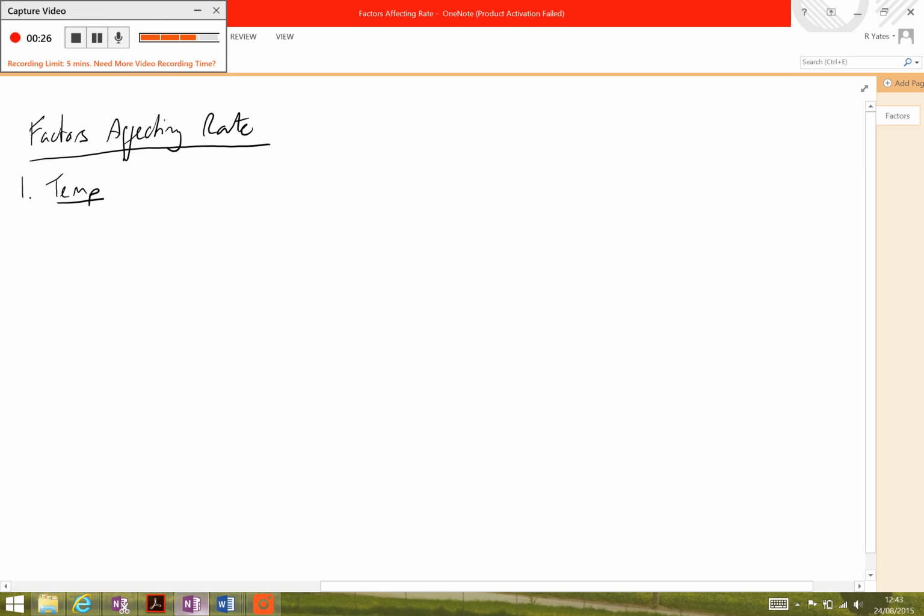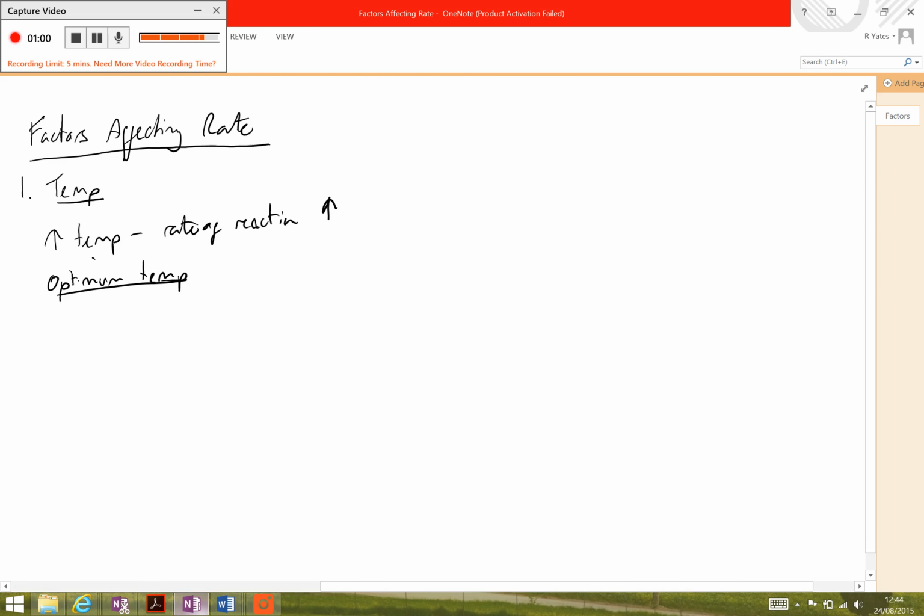Number one then is temperature. That's quite a big one. As you know, if you increase the temperature, the rate of reaction increases as well. However, in enzyme reactions, this is only true up to certain temperatures, and if you go above that temperature, that rate will slow down. This is what's known as the optimum temperature.